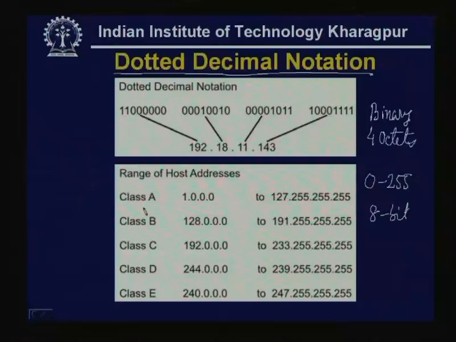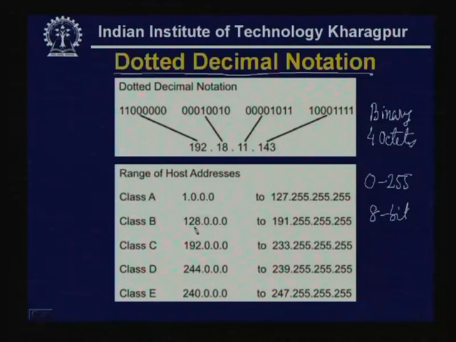For example, in case of class A, it will be from 1.0.0.0 to 127.255.255.255. In case of class B, it varies from 128.0.0.0 to 191.255.255.255. So, whether an address corresponds to class A or class B can be found out by looking at the first field of the dotted decimal notation, or first decimal number.